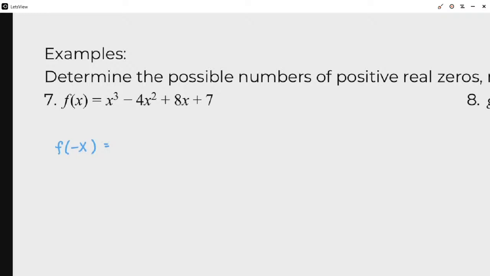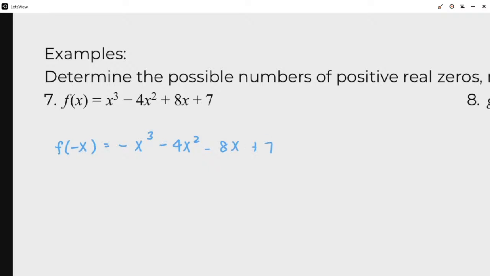So what I kind of think about is negative x squared will stay positive, and any even exponent will stay positive. But for any odd exponent, it'll turn negative. So this would become negative x cubed minus 4x squared. It's not going to change sign because the x squared is going to be positive, minus 8x plus 7.